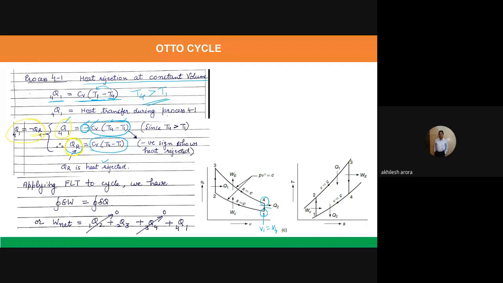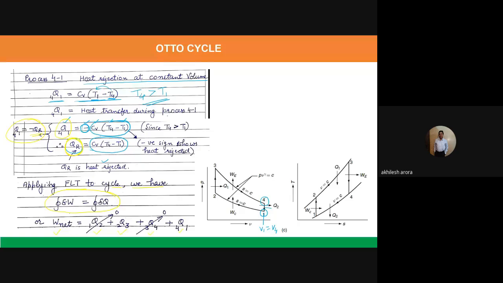Okay. Now we have completed this cycle, and we would like to calculate its performance. So we will apply the first law of thermodynamics to this cycle, and the first law says cyclic integral of delta W is equal to cyclic integral of heat transfer. For all these four processes, we can write W net is equal to heat transfer during process 1 to 2, heat transfer during process 2 to 3, during 3 to 4, during 4 to 1.